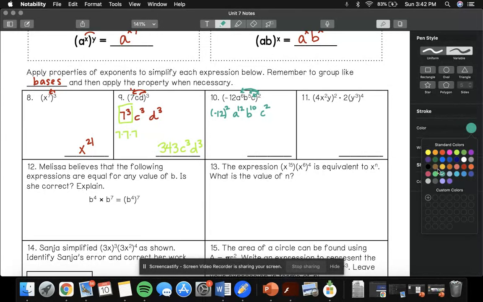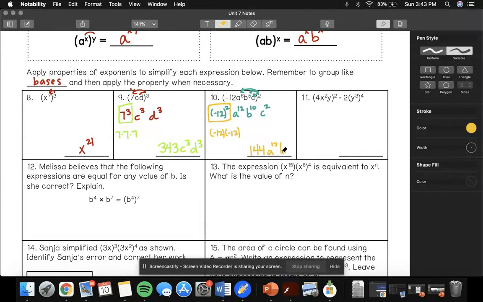Okay. Then I look and see if I can simplify my base number pretty simply. Squaring is not that bad, so I'm going to do negative 12 times negative 12, which would be 144. Okay. So again, I'm going to simplify my base numbers if they're fairly simple. a to the 12th, b to the 10th, c to the 2nd.